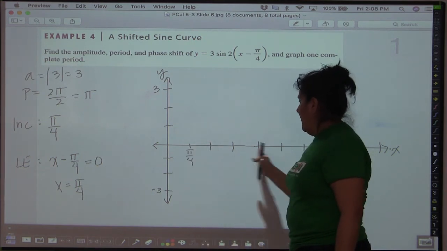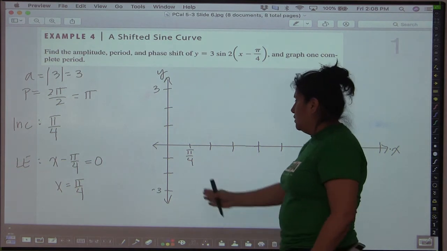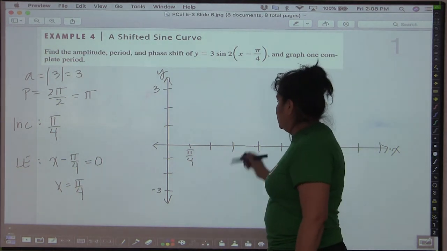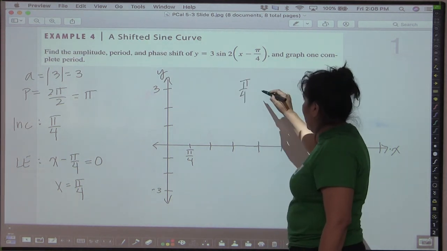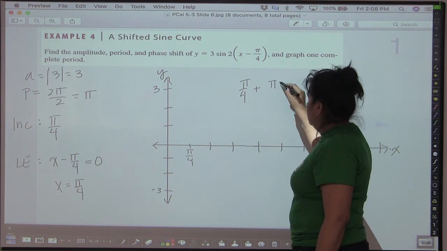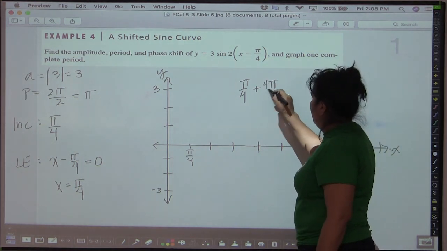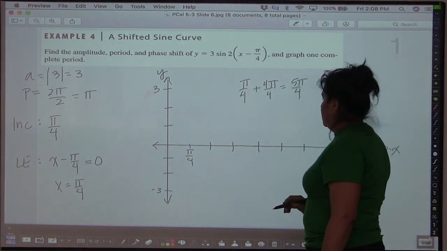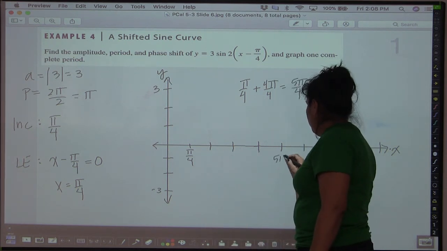So I'm not going to end at pi because my period is pi. I have to add pi to where I started because that's where my period is, okay? So I'm going to take my pi over 4 and I'm going to add pi to that to figure out where I'm going to end up, all right? So that's actually 4 pi over 4, which is now 5 pi over 4. And so that tells me that this is 1, 2, 3, 4, 5 pi over 4 is right here.